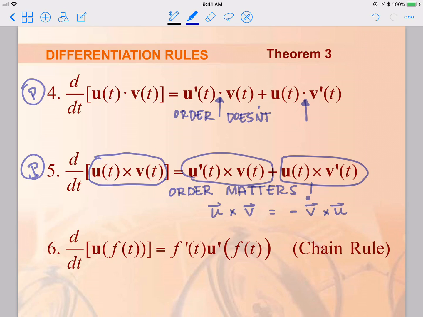And lastly, we have our chain rule, which is, if you have, first you're applying f and then you're applying u, right? The derivative of that with respect to t is going to be f prime times u prime of f.